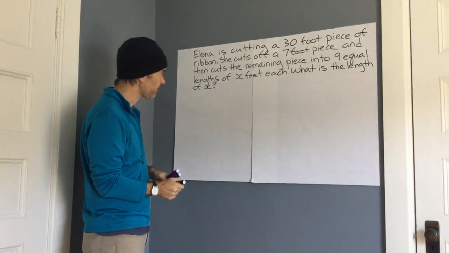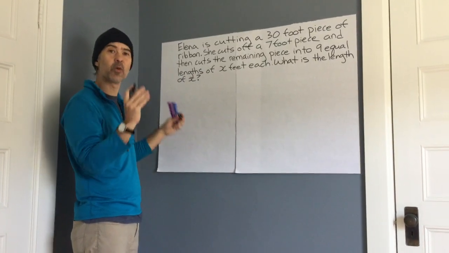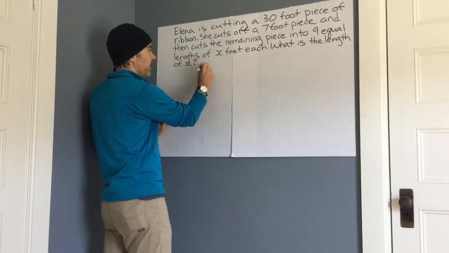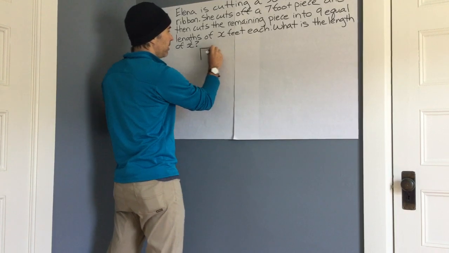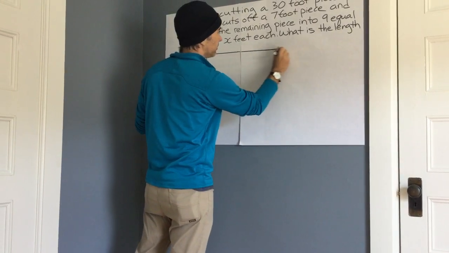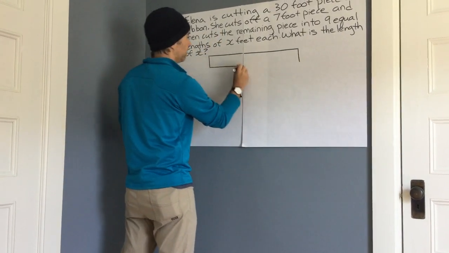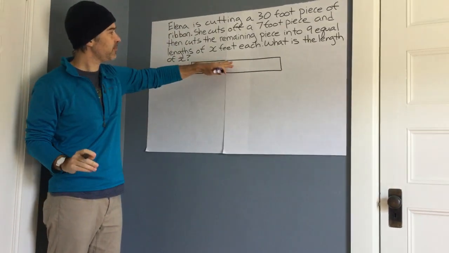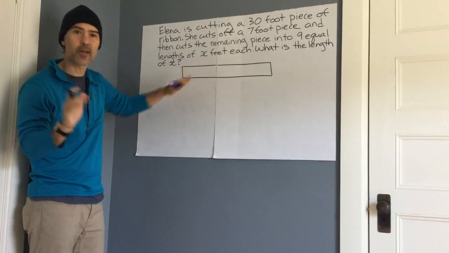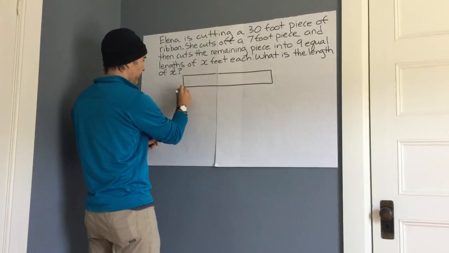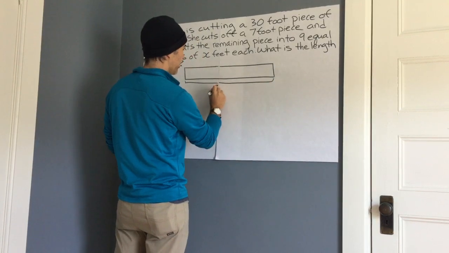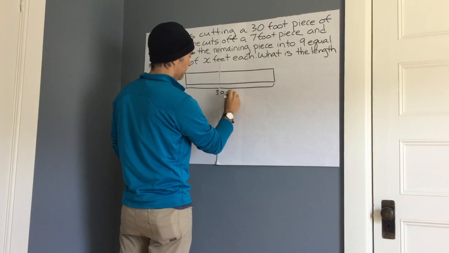Okay, so step one, I'm going to represent this problem with a visual model called a tape diagram. So I'm going to draw my tape diagram, nice and big. This tape diagram represents my ribbon. The total length of ribbon I have is 30 feet.